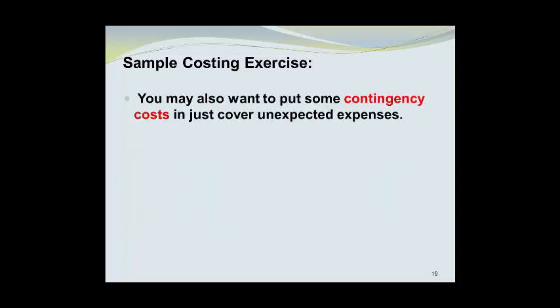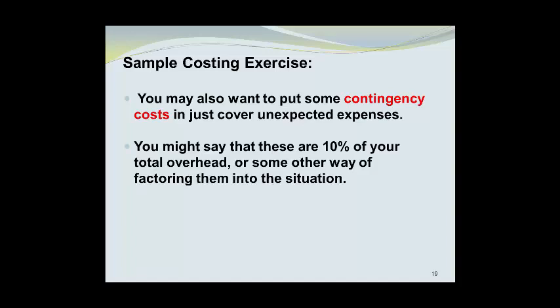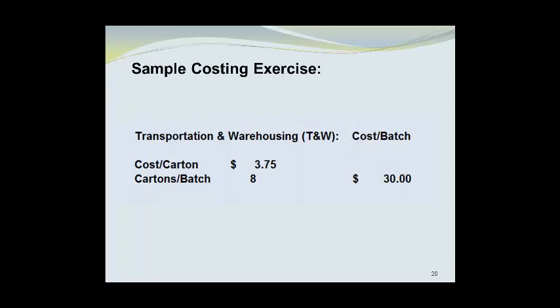You may also want to put some contingency costs in just to cover unexpected expenses. You might say that these are 10% of your total overhead, or some other way of factoring them into the situation. We now have transportation and warehousing costs, which I've termed as being T&W.